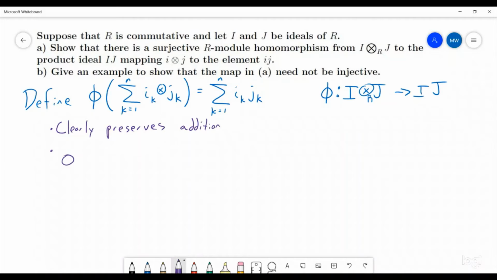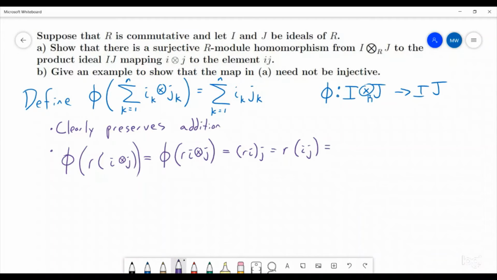So what we're going to do is look at phi of r times i tensored with j. Well, this is equal to phi of ri tensored with j. ri is inside the ideal I, so this is equal to rij, which is r times ij, which is equal to r times phi of i tensored with j. So this is going to be a homomorphism. So phi is a homomorphism.